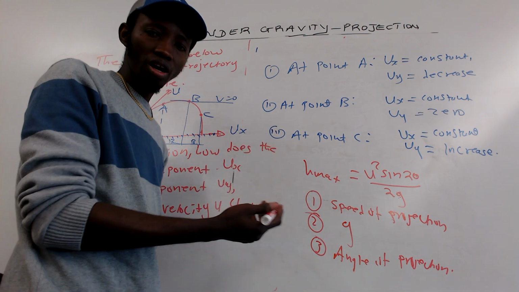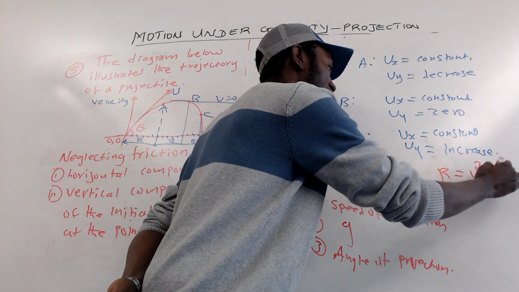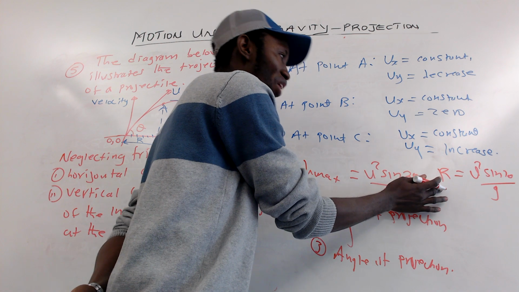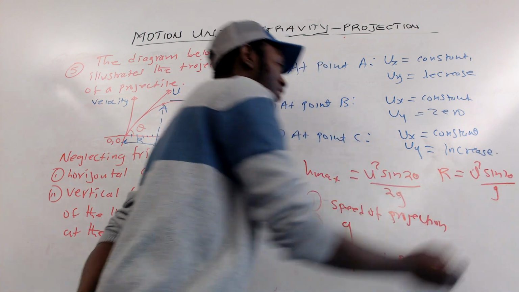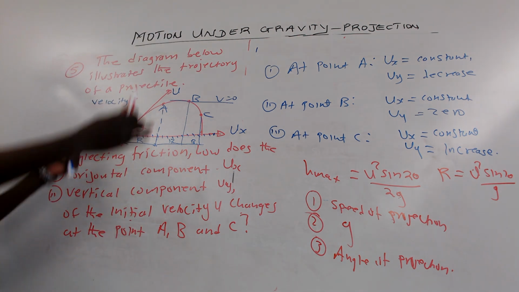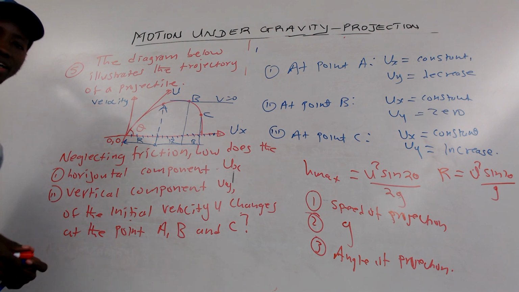The same way, we can do the same thing for the range, u squared sine 2 theta over g. The factors which affect the range are the speed of projection, the angle of projection, and the gravity. So these are the things we need to take note of. This is just the summary of projectile motion, which is motion under gravity.